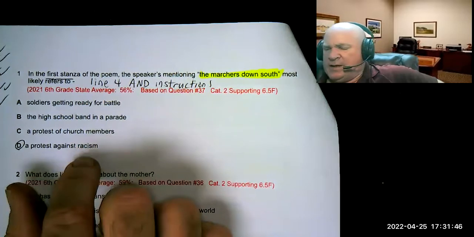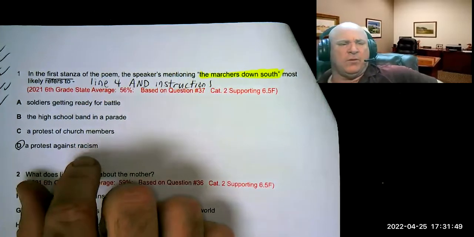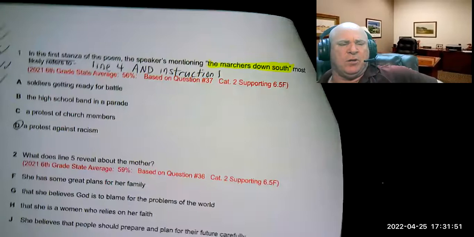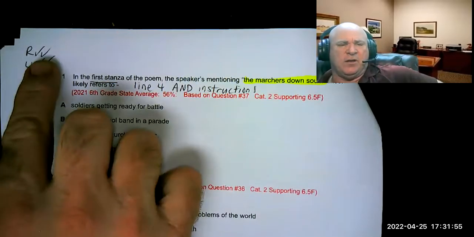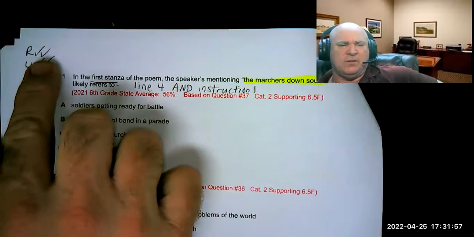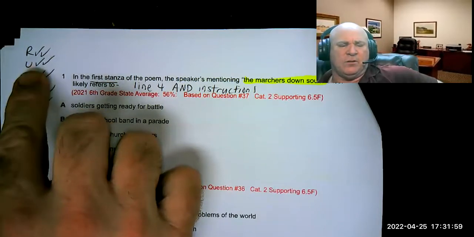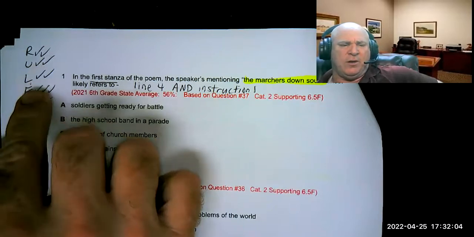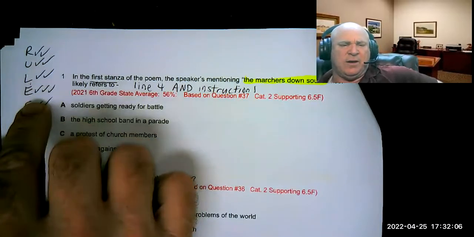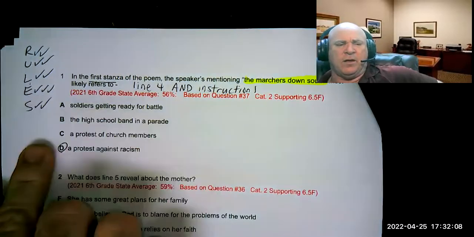So when I take you back, we read the question, and I've read stanza 1 in the passage. I've underlined in both places. I've labeled and highlighted in both places. I'm going to eliminate three, and I'm going to select this one answer in the book and in the Scantron.